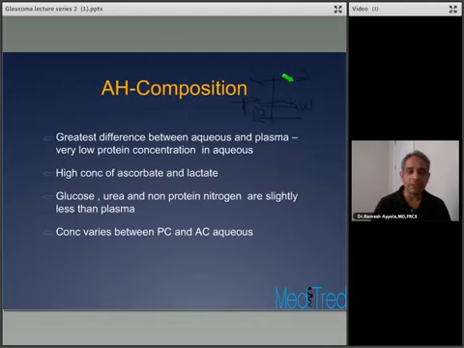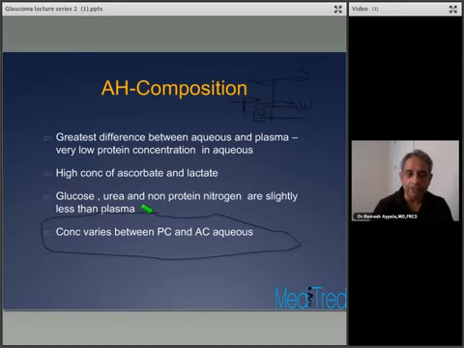So the greatest difference between aqueous and plasma is the very low protein concentration in aqueous. Also remember there's a high concentration of ascorbate and lactate in the aqueous compared to plasma. Glucose, urea, and non-protein nitrogen are slightly less than in plasma, and also the concentration of various ions differs.